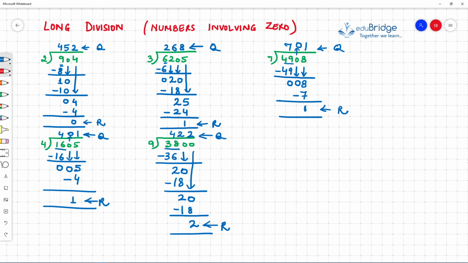So I hope you liked all these different examples. It gives you an idea how to divide numbers when you get 0, when it is in the remainder, when it is in a number, and how you can divide them using long division.